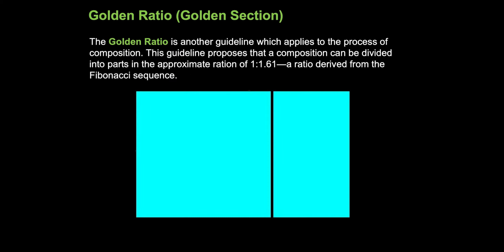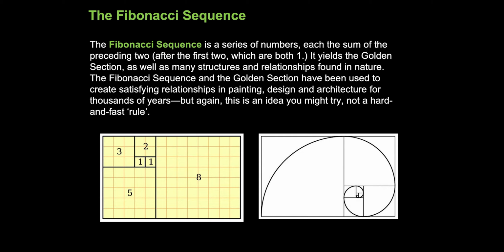Another thing that you might try if you're interested in pushing yourself away from symmetry is the golden ratio, or some people call it the golden mean or the golden section. It's a guideline that comes from nature, and it's been used for thousands of years. It does not guarantee you a great composition, but it is a really fun place to start. The golden ratio is derived from the Fibonacci sequence, and I'll show you that here.